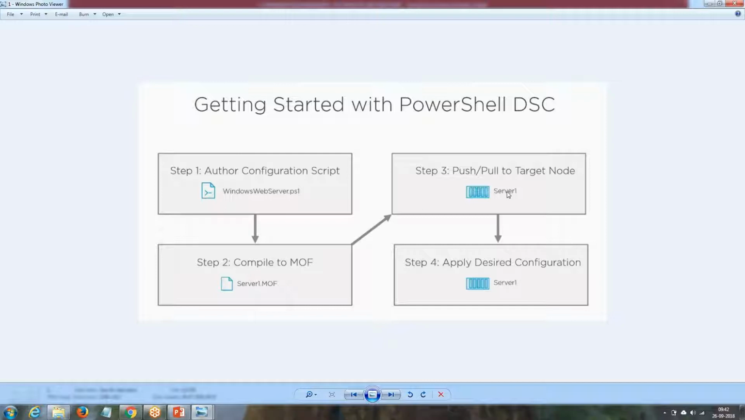So if I want IIS to be there, or I want some other feature to be enabled, I can do it using PowerShell DSC. Basically, it's a 4-step process. First you will write the script, let it be a simple Windows Server PS1 script. Once you have the script and put it into PowerShell DSC, it will compile it to a MOF file, a managed object file. Here you need to understand that the scripts you're running could be on a Windows machine, a Linux machine, or some other OS machine. Okay.